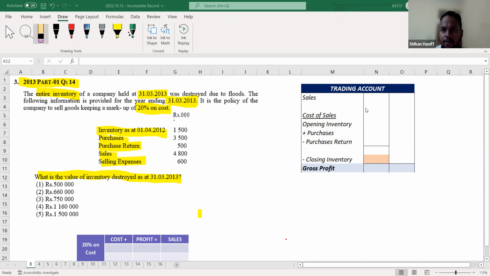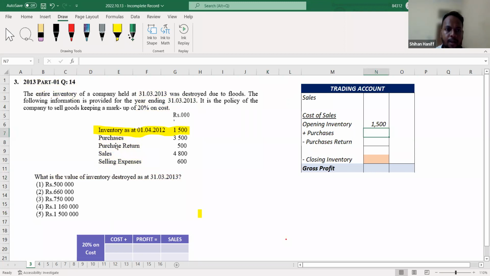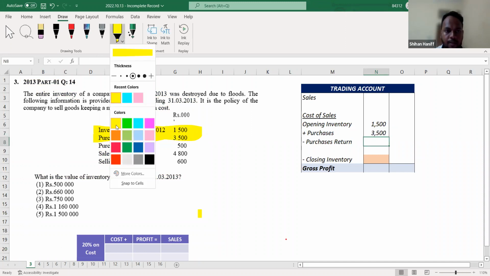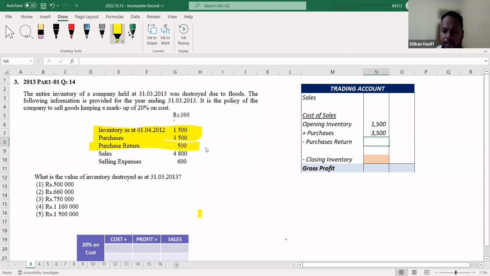Okay, so let's do this question. Now we have inventories. Inventory 1st of April, that is the opening inventory, 1,500. Then the purchases, 3,500. Purchases return, 500. Sales, 4,800.